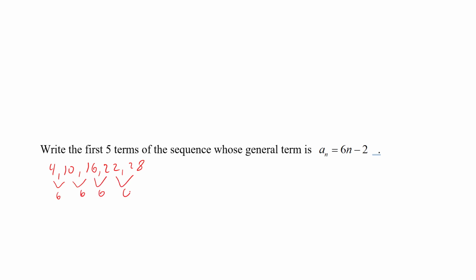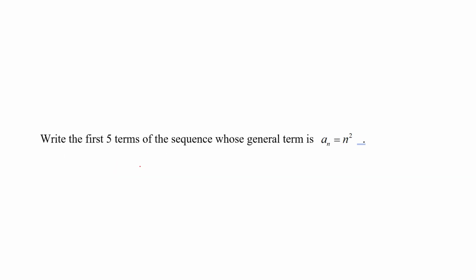The difference of any two consecutive terms is going to be 6. So when you look at formulas that look like this, this tells you what you're going to go up by each time. And this minus 2 just tells us where we start. 6 times 1 is 6. Minus 2 is 4, so we're going to start at 4 and go up by 6. 4, 10, 16, 22, 28, and no need to use the formula. And every time, 6 times 1 minus 2, 6 times 2 minus 2, and so on.